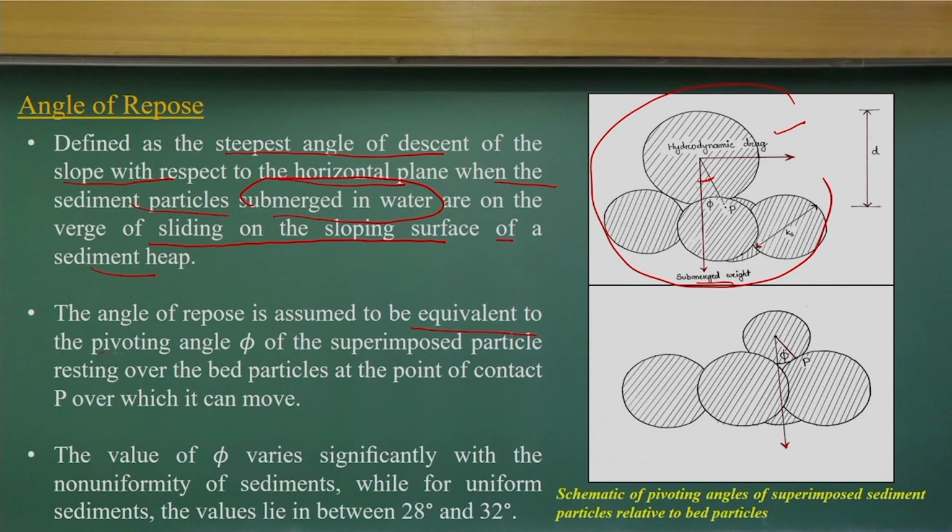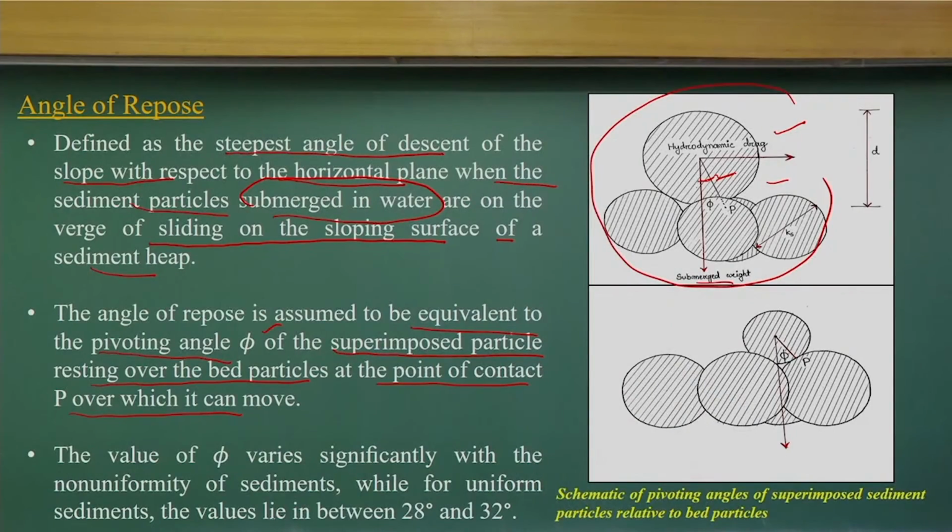This is equivalent to the pivoting angle phi, of a superimposed particle resting on the bed particles at the point of contact. You can see this in the figure. This angle is known as the angle of repose. It is necessary for us to know whether the sediment heap is stable or not. These values for sediment vary from 28 to 30 degrees, and most of the time we consider 30 degrees enough for the angle of repose.